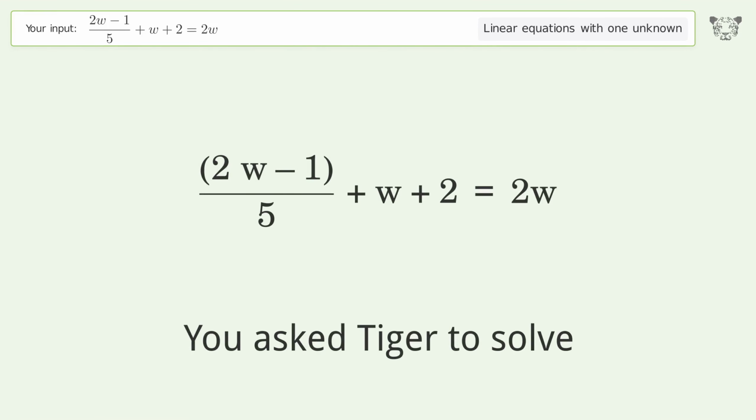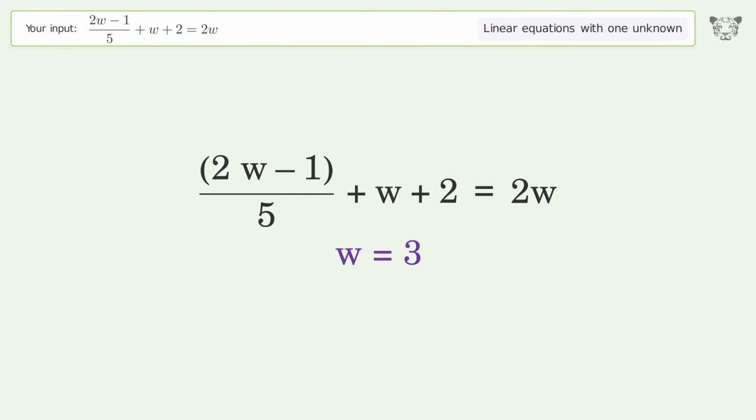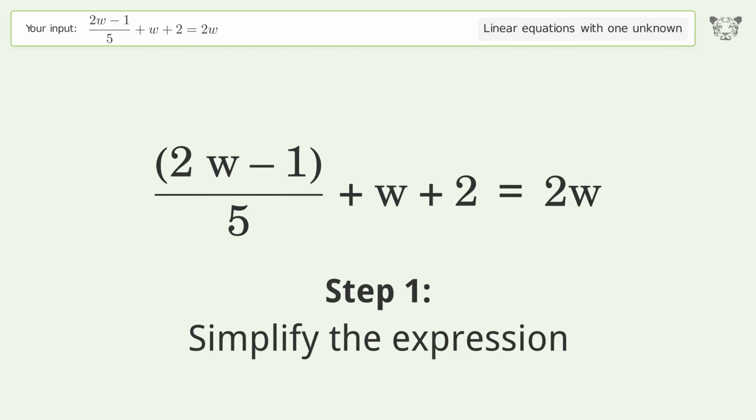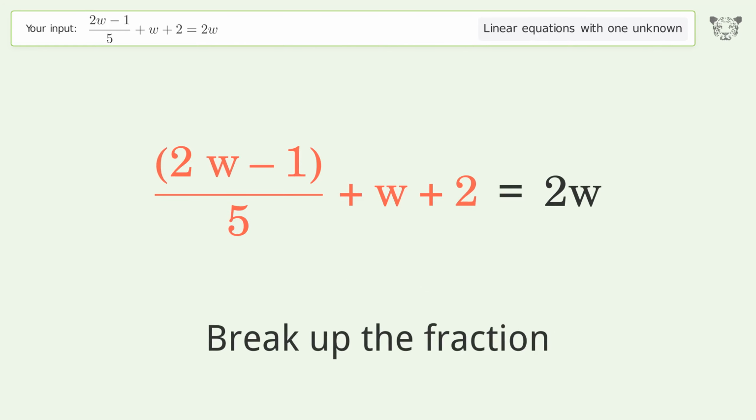You ask Tiger to solve. This deals with linear equations with one unknown. The final result is w equals 3. Let's solve it step by step. Simplify the expression. Break up the fraction.